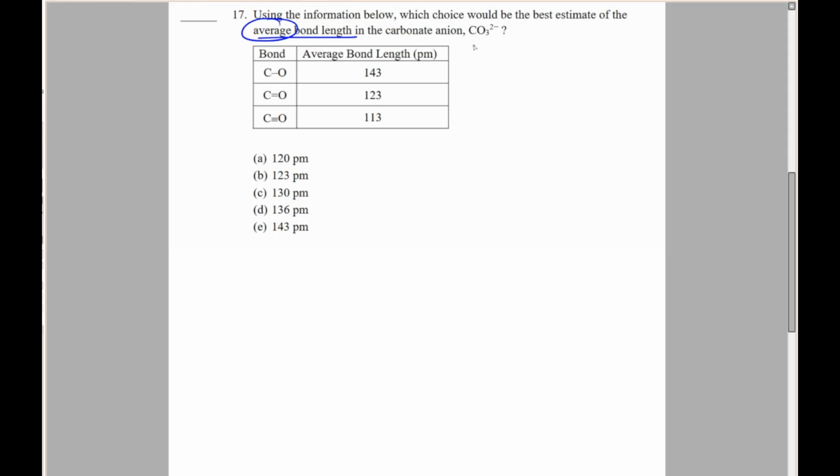So we know that carbon has 4, and then oxygen has 6. So 6 times 3 oxygens is 18. And we also have to add 2 more valence electrons because of this 2- charge. So if we add it all together, 4 plus 18 plus 2, it should give us 24 valence electrons total. And then we have to figure out which one is going to be our central atom.